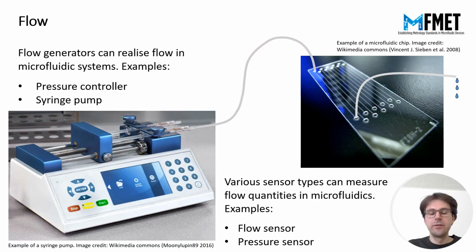In microfluidics, flow is typically realized with flow generators. Examples of flow generators could be pressure controllers or syringe pumps. And here you have a photograph of a syringe pump.